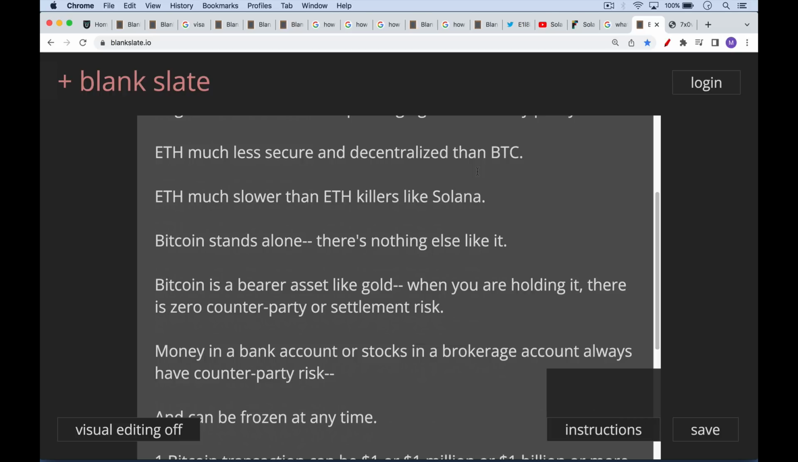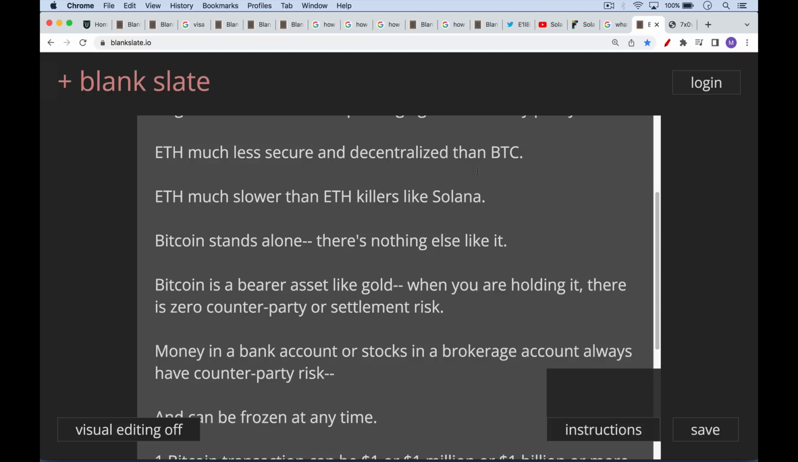When you're holding Bitcoin, when you hold your own private keys, when you're holding it on a hardware wallet, there's zero counterparty risk and there's zero settlement risk. So in many ways, it's very much like gold. If you have a gold nugget in your house or your back pocket, people can obviously try to take it by force. It's much easier to steal someone's gold nugget than it is to steal their Bitcoin. But it is a bearer asset. It can't be shut off.